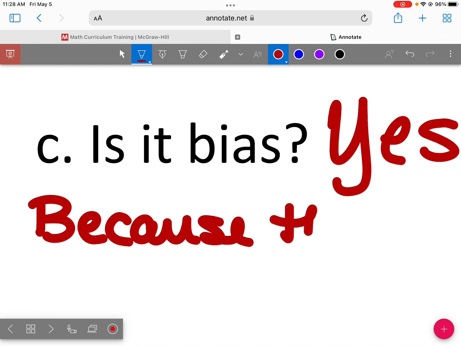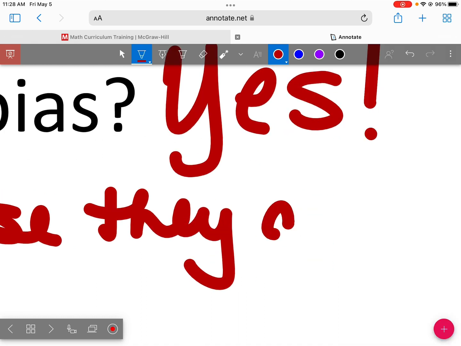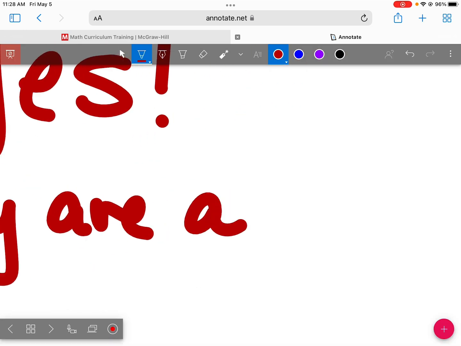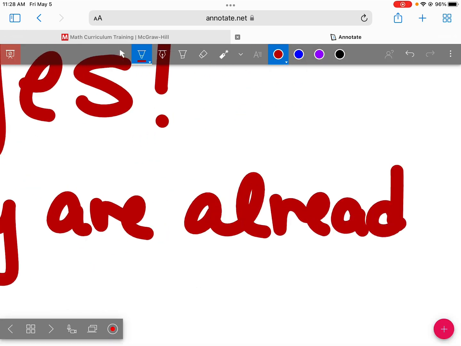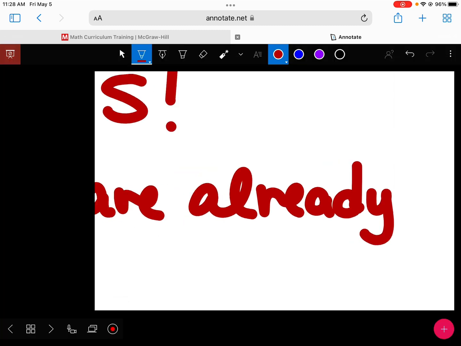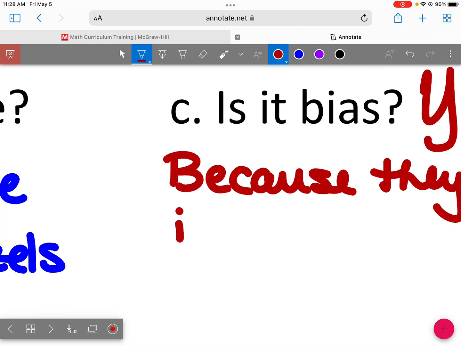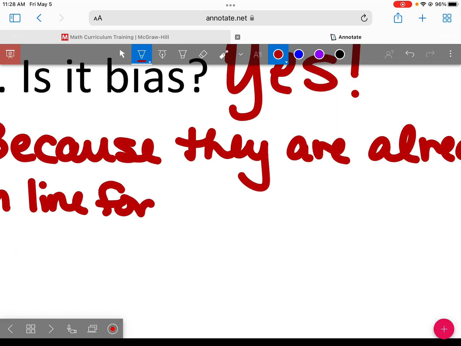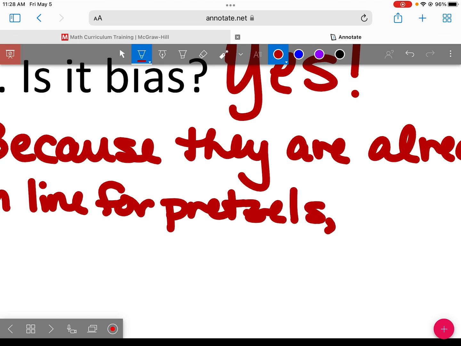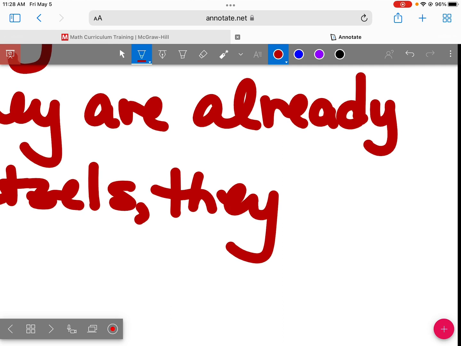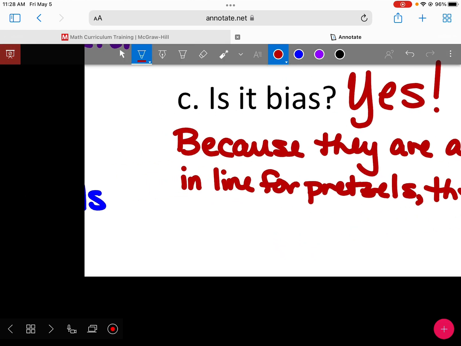So because they are already in line for food, they do not represent the whole population.